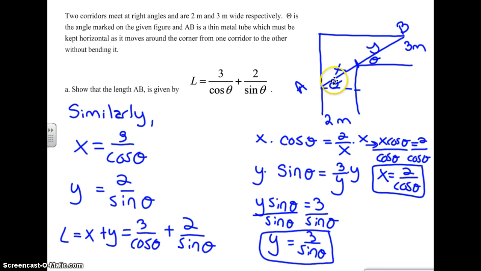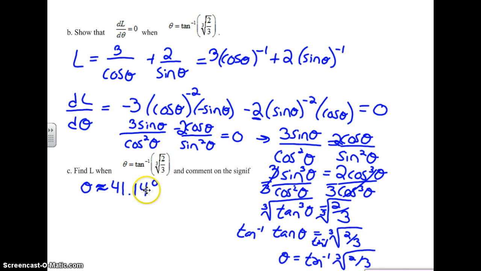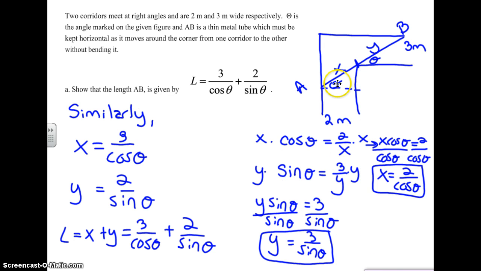So look back at your picture for a moment. What this is saying is that when this angle is 41.14 degrees, this long tube is the longest it can possibly be in order to rotate around the corner. So if we have an angle of 41.14 degrees, that is really the smallest angle possible before we start to turn the corner, which is going to then make our angle bigger in one sense and smaller in another sense. So at that point is the optimal length of the tube that can actually fit.